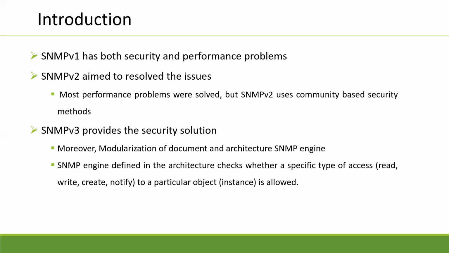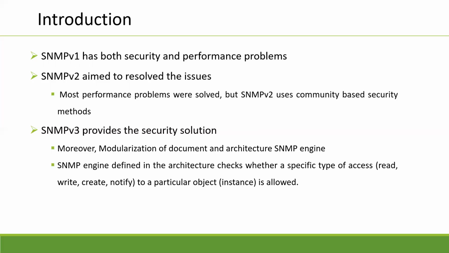Introduction. About v1, v2 and v3 in a simple way. In v1, security and performance problems are a limitation or drawback. SNMP v2 aimed to resolve those issues, like performance and security, but it was not possible to that extent in version 2. Most performance problems were solved, but SNMP version 2 uses community-based security methods, same as version 1.